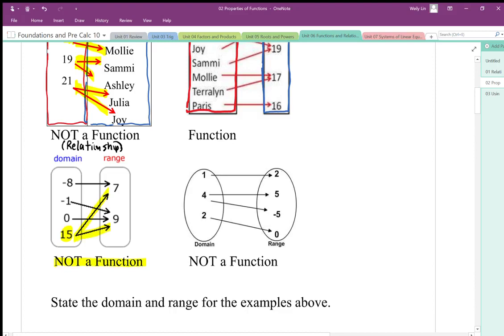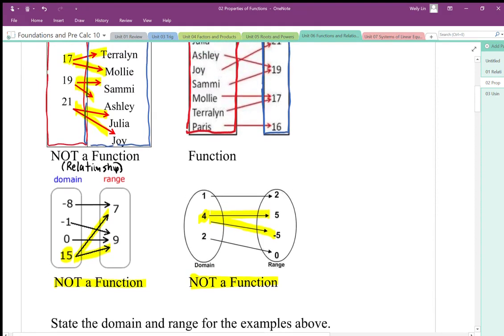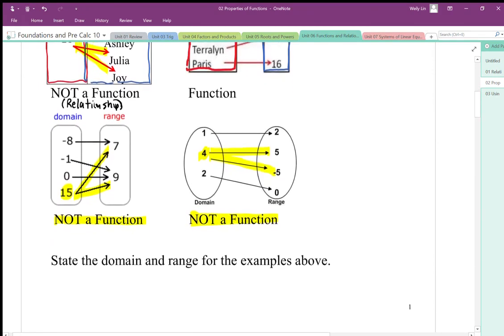Here, this is not a function as well, because we have this one element relating to 2 elements in the range. So again, it is not a function. We have this 1 to 2 issue here. It's not a function. Okay, so this is how we determine whether something is a function or not.